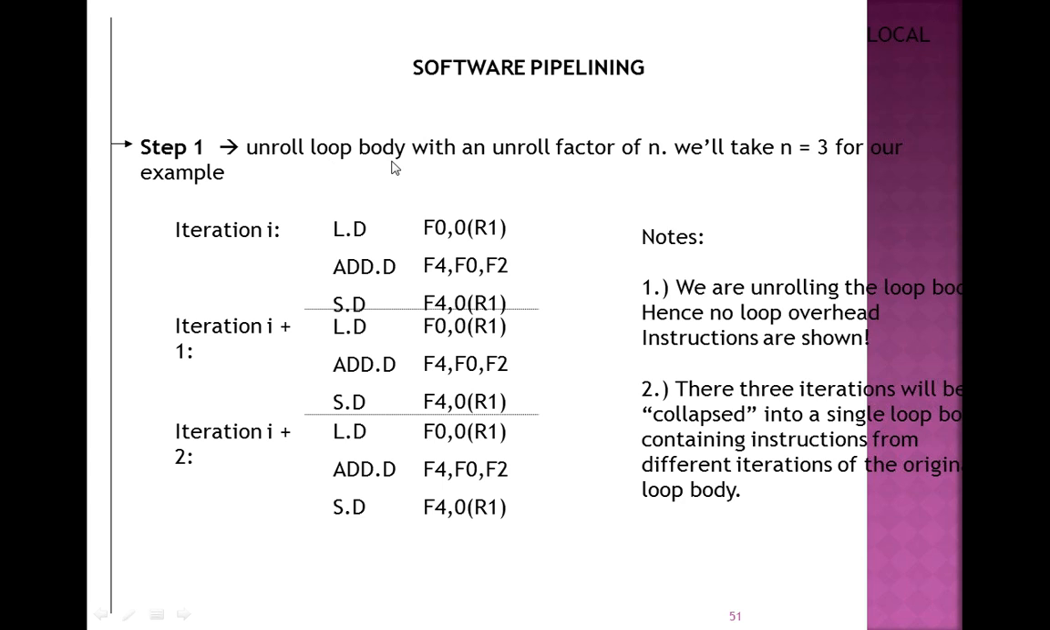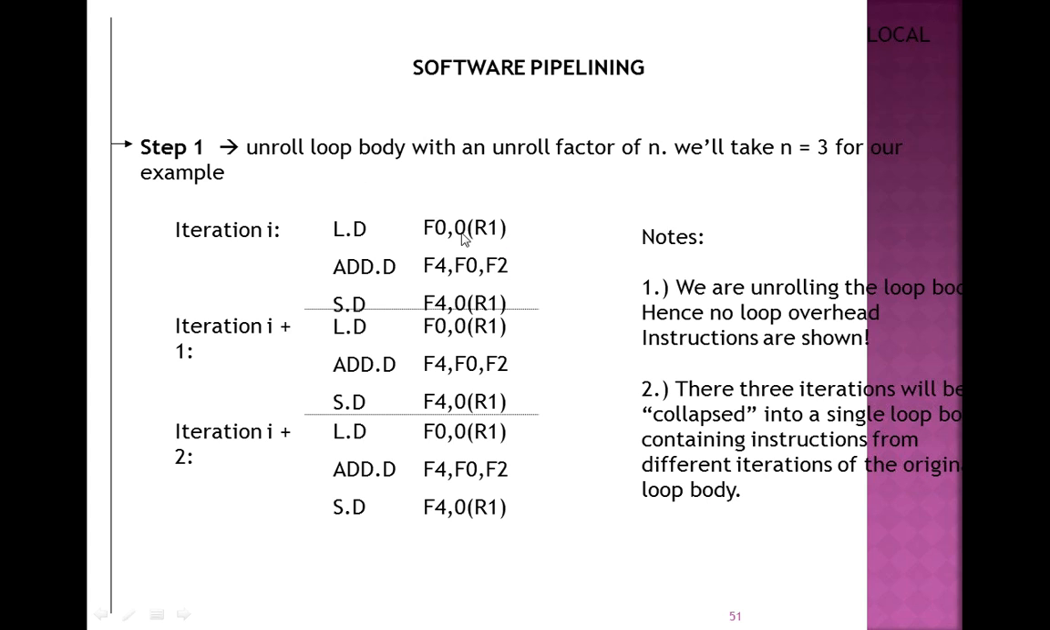Now, step 1 is to unroll the loop body with the unroll factor of n. We will take 3 for our example. This is iteration i, so this takes 3 iterations: iteration i, iteration i plus 1, iteration i plus 2. Note, we are unrolling the loop body, hence no loop overhead instructions are shown. There are 3 iterations, or 3 loops, that will be collapsed into a single loop containing instructions from the different iterations of the original loop body.